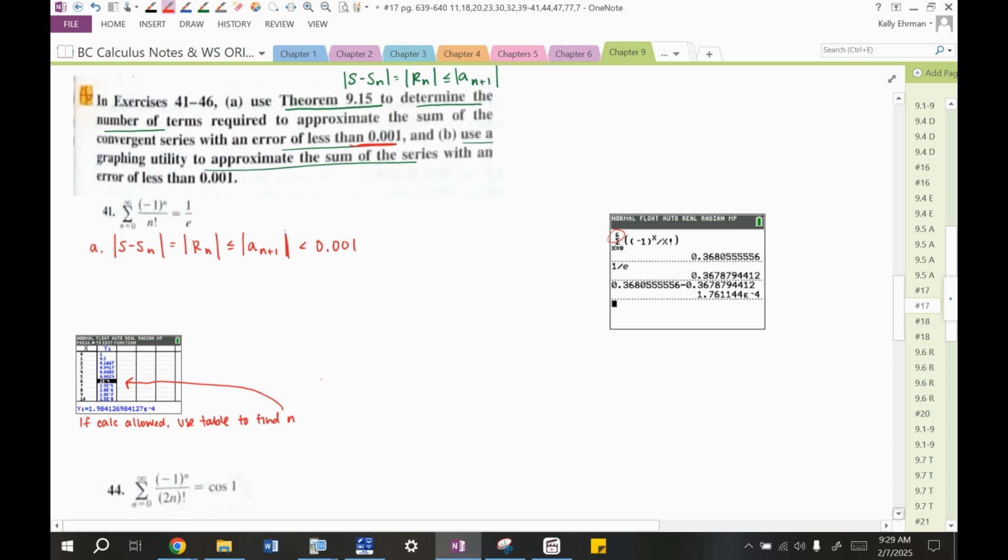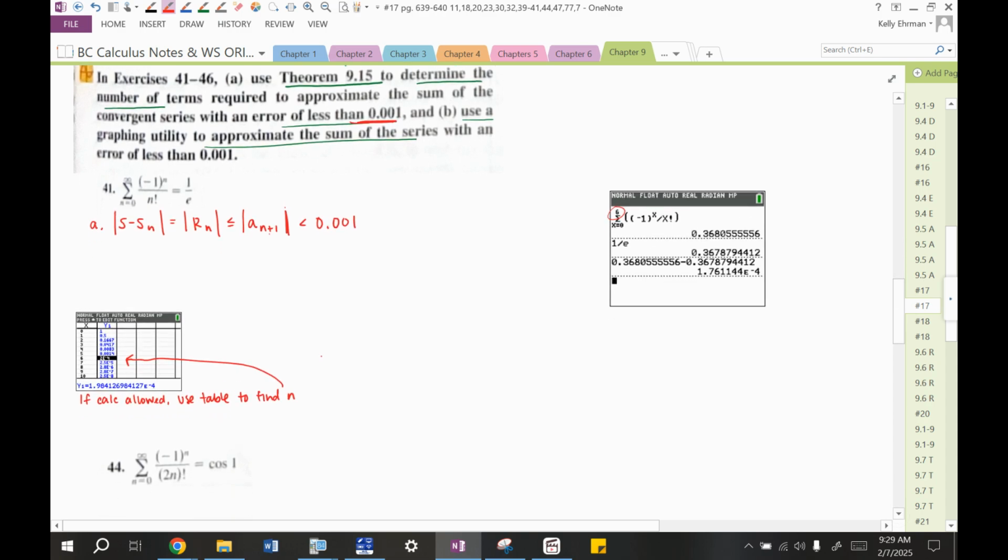So let's go with this as if it's non-calculator. What is a sub n plus 1? In absolute value, so we're ignoring the negative 1 to the n, it's 1 on top, over n plus 1 factorial instead of just n factorial. And we want to keep that less than 1 over 1,000. If I'm not using a calculator, I want to have actual numbers instead of just decimals. Let's go ahead and cross multiply. That means that 1,000 needs to stay less than n plus 1 factorial.